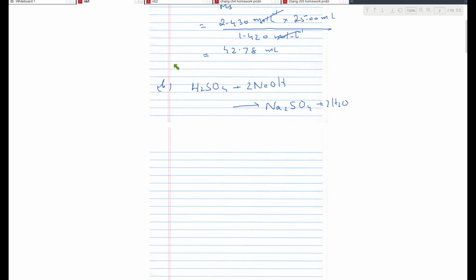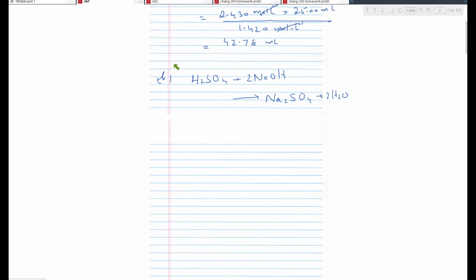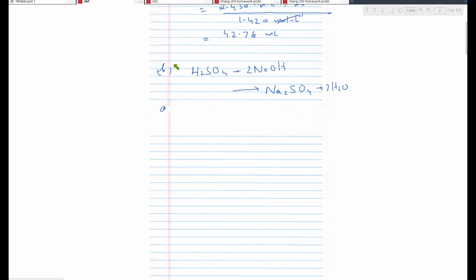According to the balanced equation, what is the coefficient of H2SO4? It is 1. What is the coefficient of the base? It is 2. Now just using the formula, MaVa over a is equal to MbVb over b.